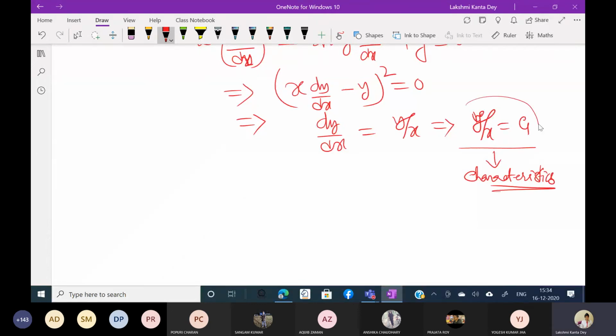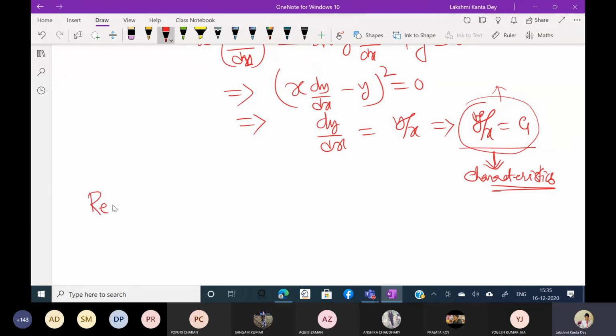Okay, now you see that we are getting only one, because in this case it is a parabolic type. So we'll be getting the same root 2 times. Then we have to find another one in such a way that it is independent. Okay, so I'll come to that later on.